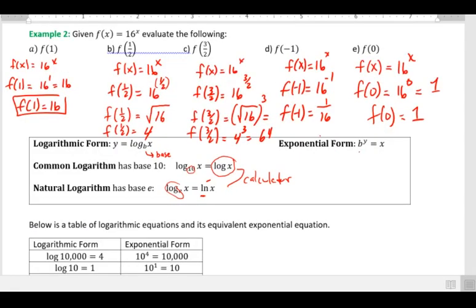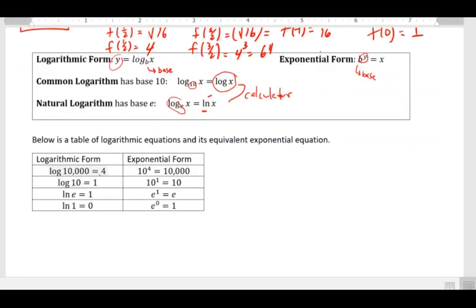The exponential form is written as b to the y equals x. Again, b is your base. And notice that y is an exponent. And so your log here is always equal to that exponent. So log 10,000 equals 4 is written in log form. In exponential form would be 10 to the 4th power is equal to 10,000.